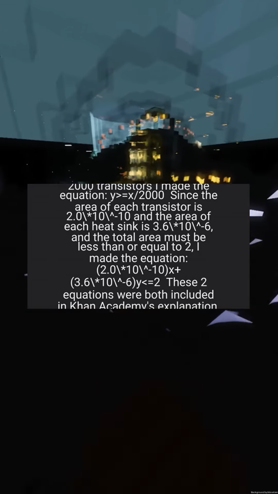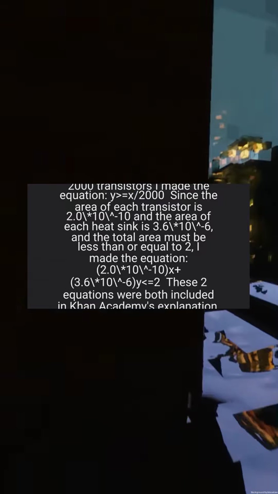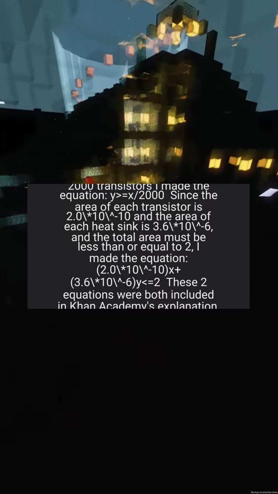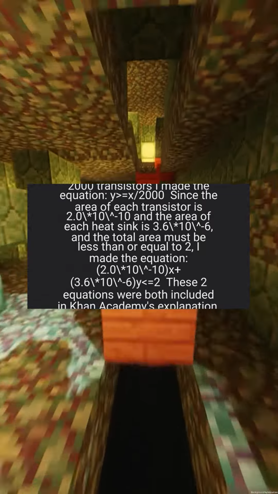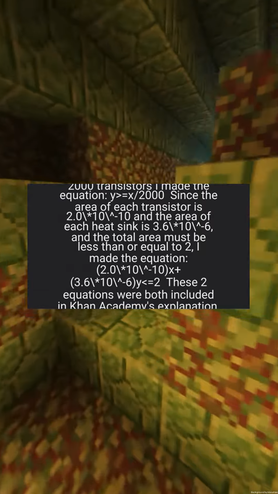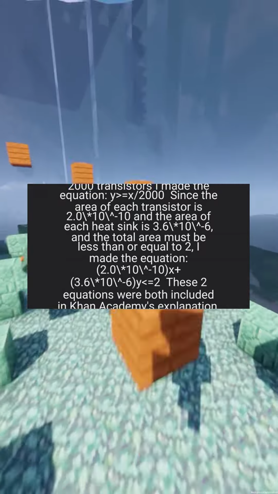I set transistors as X and heat sinks as Y. Since there must be at least one heat sink per 2000 transistors, I made the equation Y ≥ x/2000, since the area of each transistor is 2.0×10^-10 and the area of each heat sink is 3.6×10^-6, and the total area must be less than or equal to 2. I made the equation 2.0×10^-10 x + 3.6×10^-6 y ≤ 2.